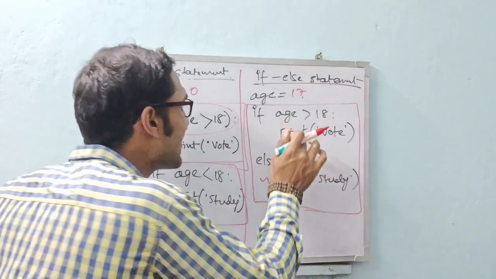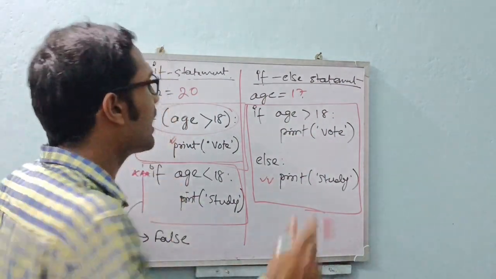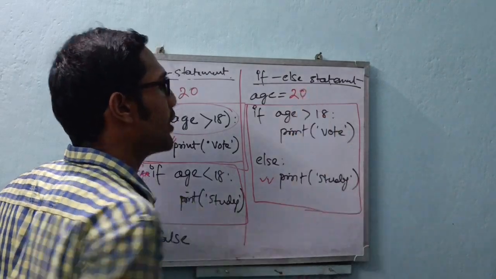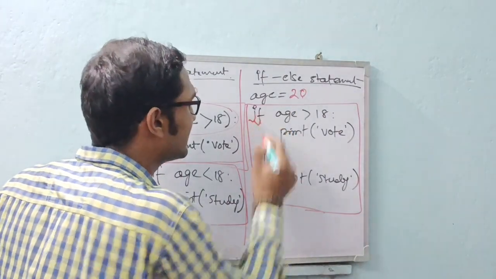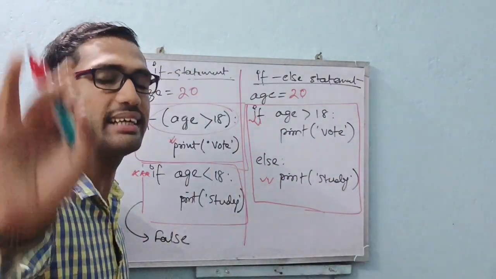But that's not the case in this if else. What would happen if this age is 20? This condition will get checked. Here it's true, so this particular portion will simply get ignored.